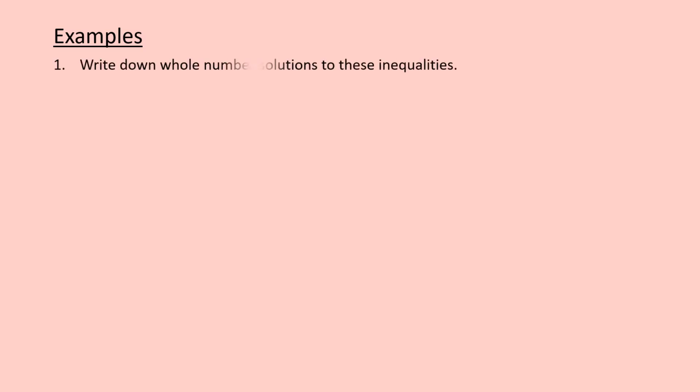Let's see some examples. Write down whole number solutions to these inequalities. x is greater than 5. The meaning of this is x should be more than 5, but it is not equal to 5. So the solutions are 6, 7, 8, 9, 10, and you can see some dots there. These dots indicate that the number pattern continues beyond those written down.